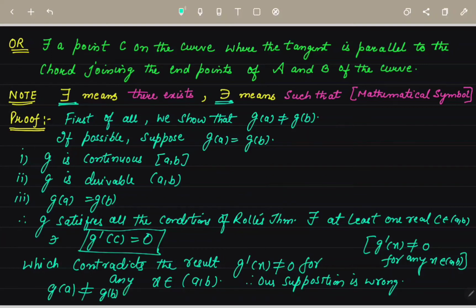So this implies that (f(b) - f(a)) / (g(b) - g(a)) is meaningful.